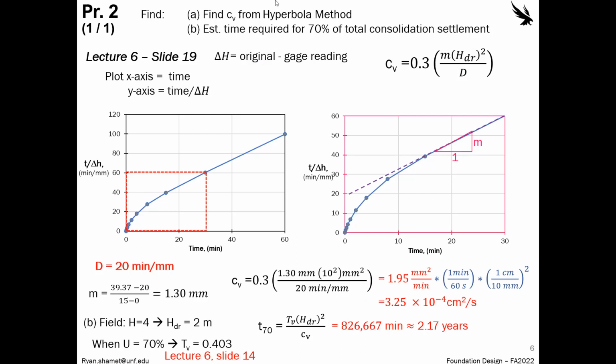Now for the fourth part, or for part B, we're asked to find the estimated time required for 70% of total consolidation settlement. So we have to use this CV, so this is dependent on that. Our drainage height, since now we're looking at field conditions, is 2 meters. Now for 70% of consolidation, we use a TV value of 0.403. We can plug everything in here accordingly, and we'd get this many minutes, or about 2.17-ish years.